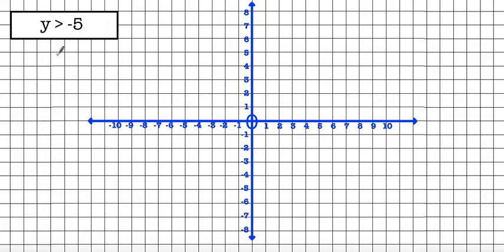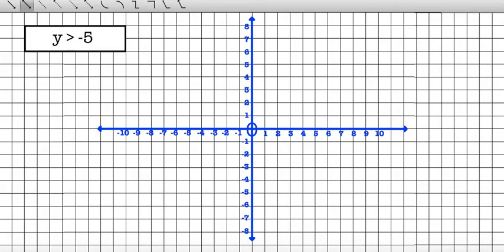So just looking at this, y is greater than -5, we're going to treat it as if it were y is equal to -5. With the exception that we have y is greater than, so we're going to use a dashed line. So y is equal to -5 is down here, and it's where y equals -5, we're going to draw a horizontal line. And now we're going to shade in y is greater than -5.